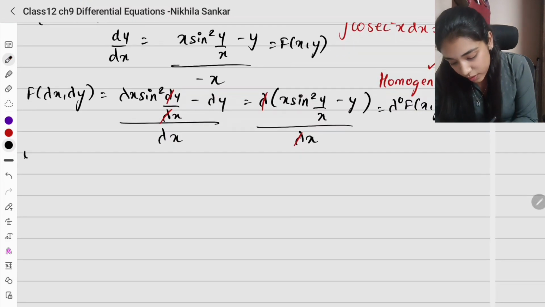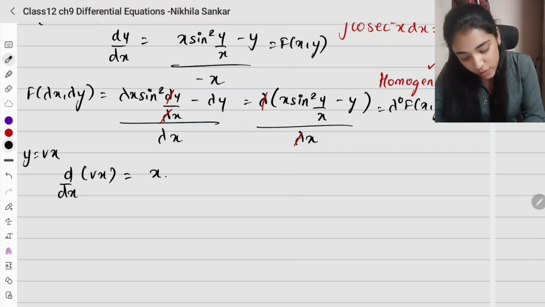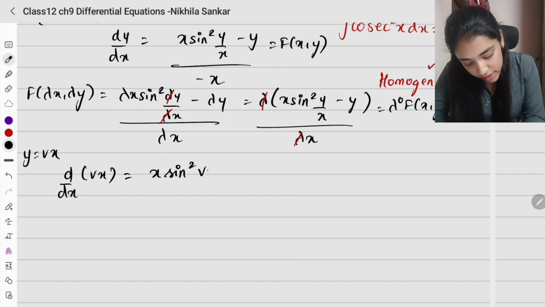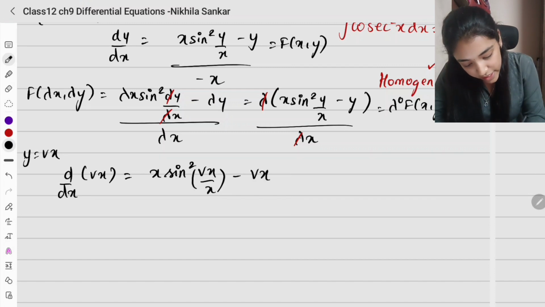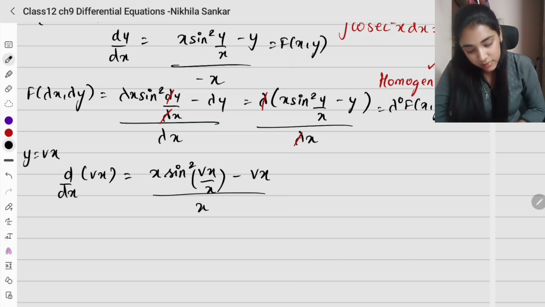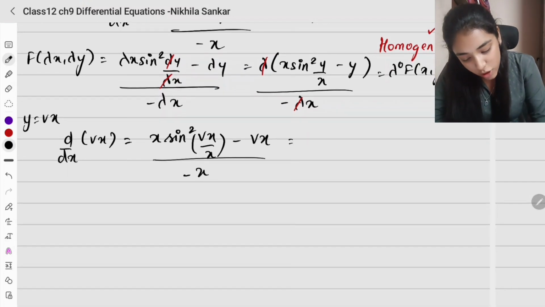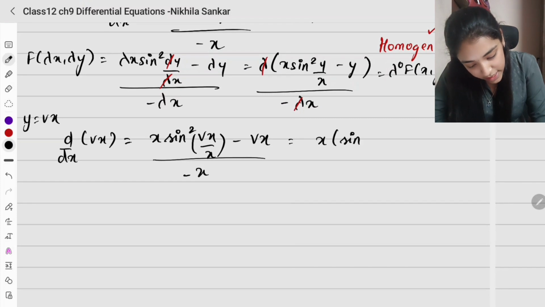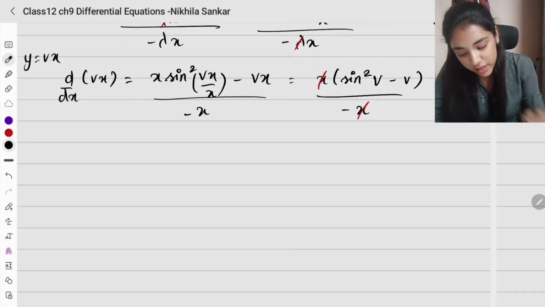Now substitution என்ன? y equals vx. So I have dy by dx where y is vx equals, இப்போ y க்கு பதிலா substitute பண்ணலாமா? So I have x sin square (vx divided by x which is inside the sin function) minus vx the whole divided by x minus x. Don't forget the minus. Okay, there is a minus. Now taking x common, I have x times sin square v minus v the whole divided by minus x. Okay, so this x and this x gets cancelled. Minus மேல போச்சுனா v minus ஆயிடும்.